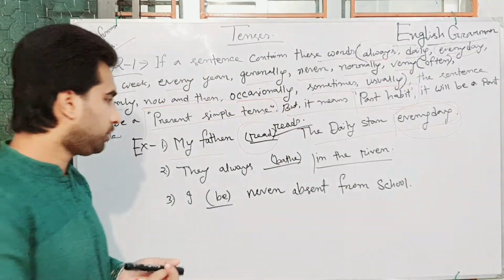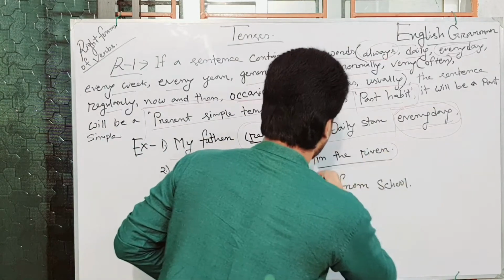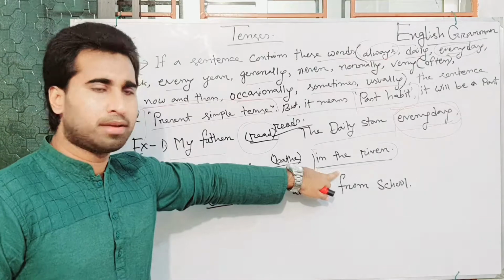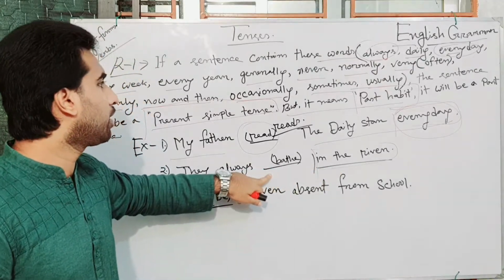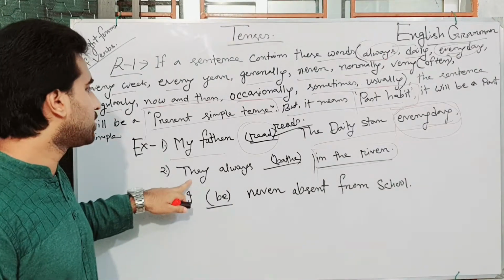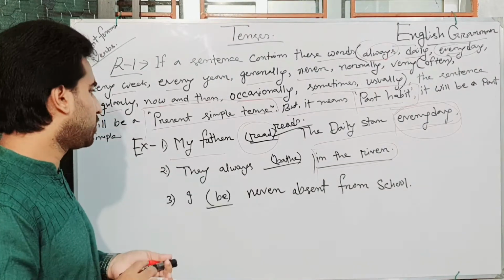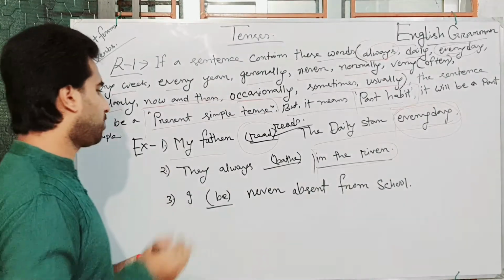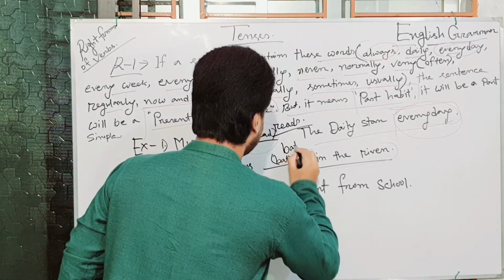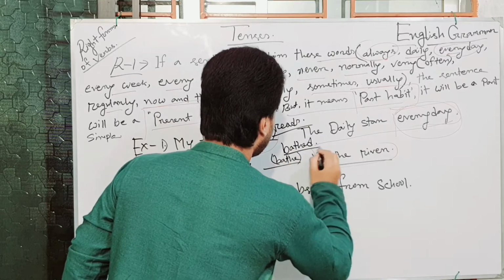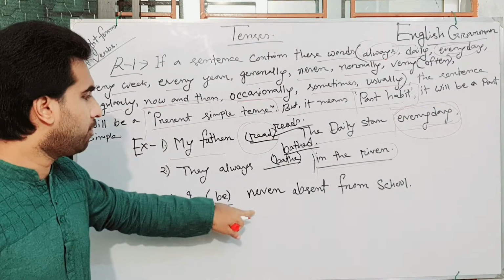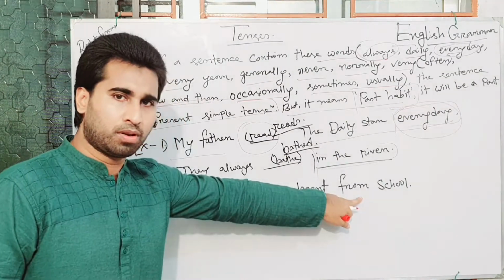Now, they always bathe in the river. It's a past habit, so it will be in the past indefinite tense. As it is a past indefinite tense, you have to use the past form of the verb. They always bathed in the river.